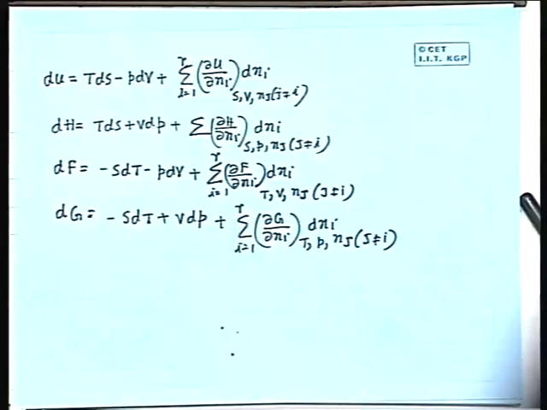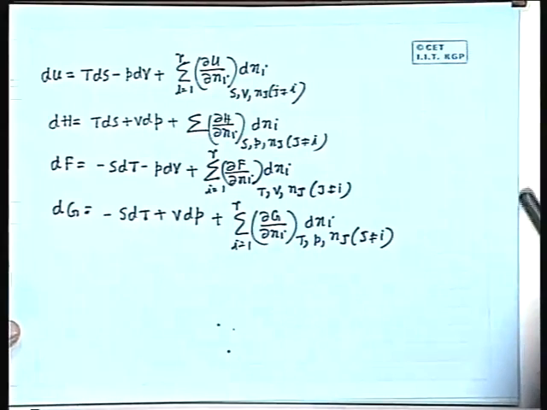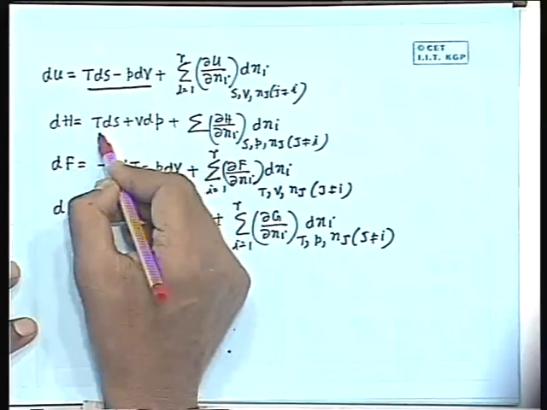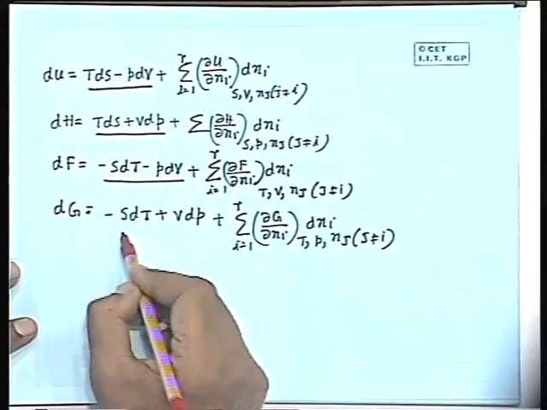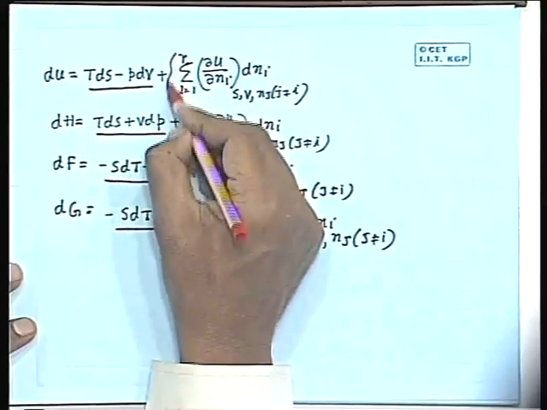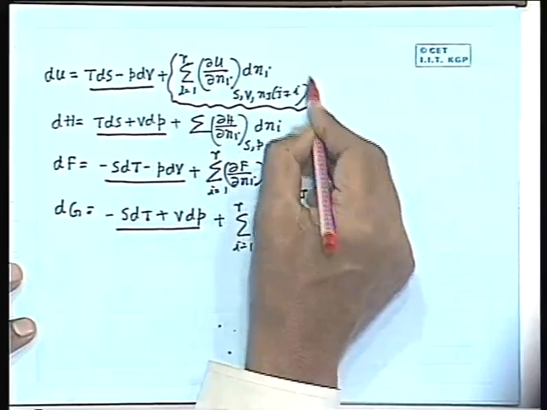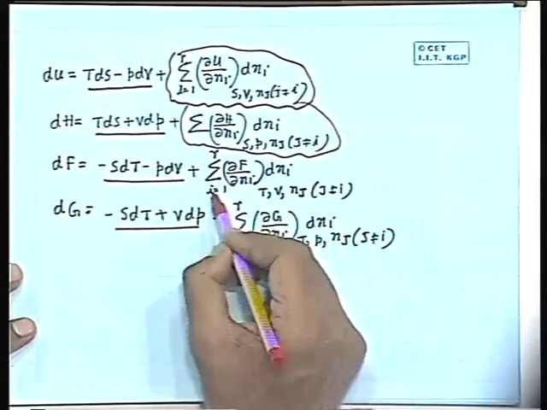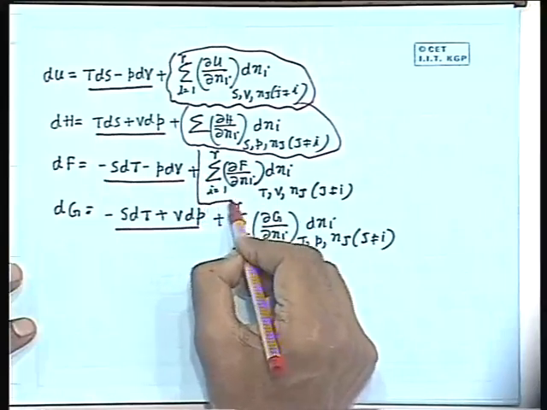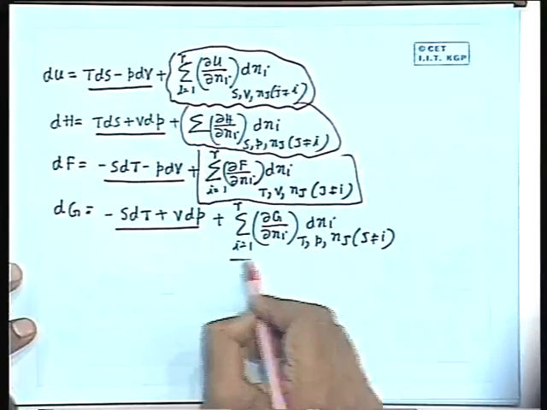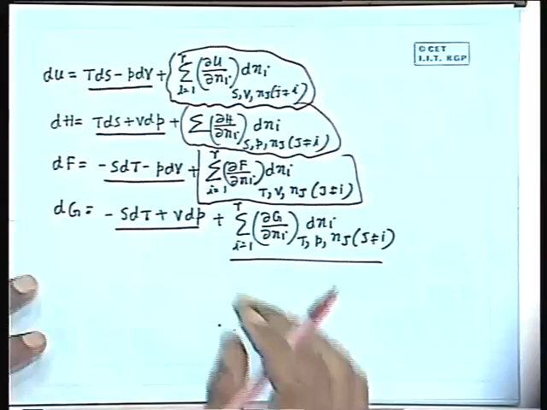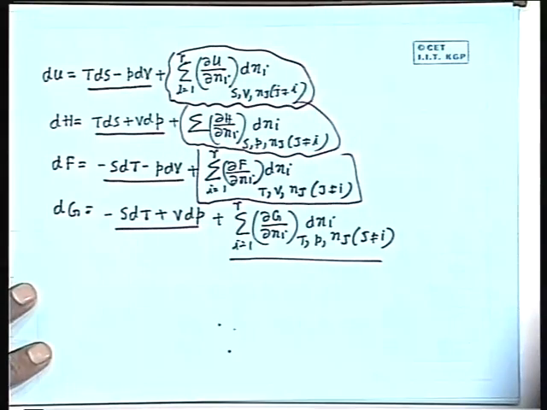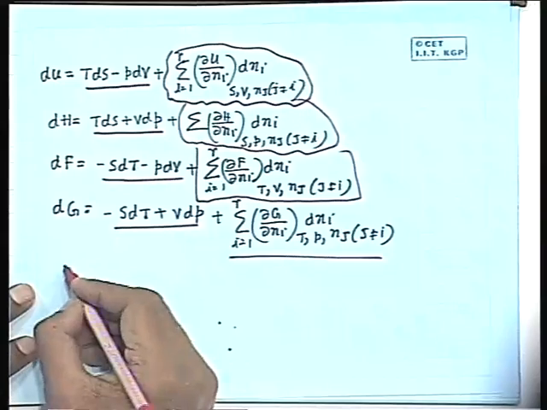Now we see one thing: in these four equations, carefully you see that the first two parts are similar to the single component systems, but there is this additional part for the multi-component system comprising R components. So these are the terms, and this is defined as the chemical potential. Now I define the chemical potential.